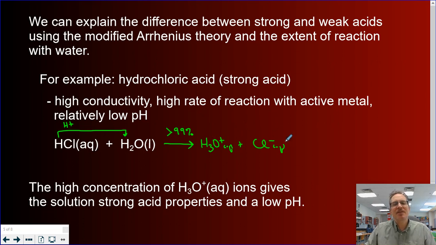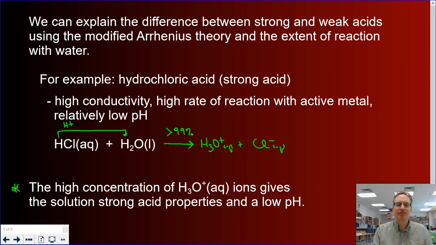This is significantly different than what we will see when we look at a weak acid. Down here, I'm going to put a little star next to this comment because I think it's truly important. The high concentration of hydronium ions in a strong acid gives the solution strong acidic properties and therefore a low pH. Because remember, the closer our pH is to 0, the more acidic our acid is going to be.